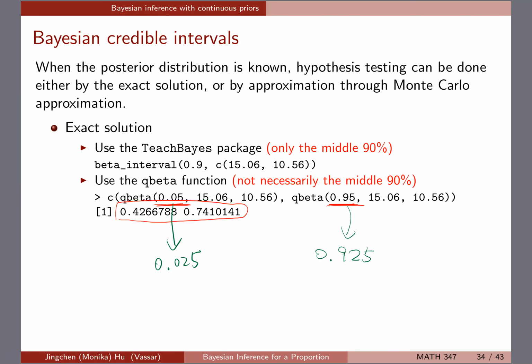So this gives you the flexibility to not only get the middle 90%, but if you want to shift it a little bit more to the left or right, you have the flexibility if you use the qbeta function. Okay, so this again gives you what you want.